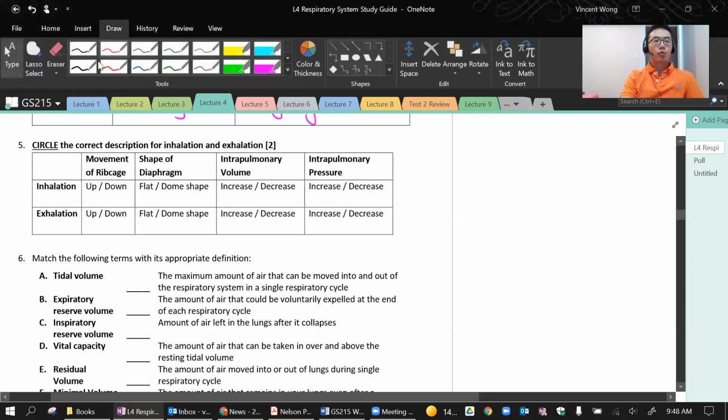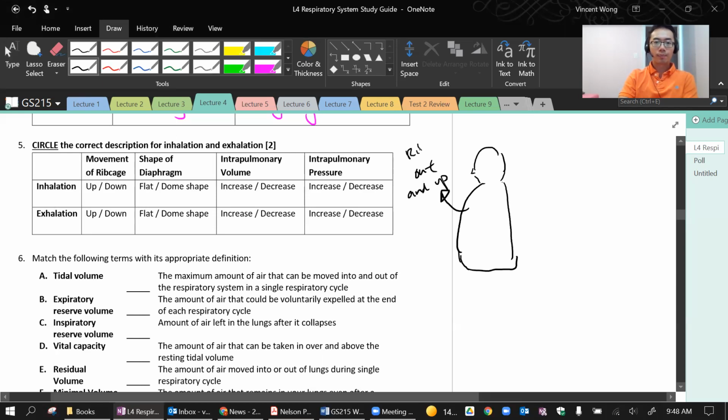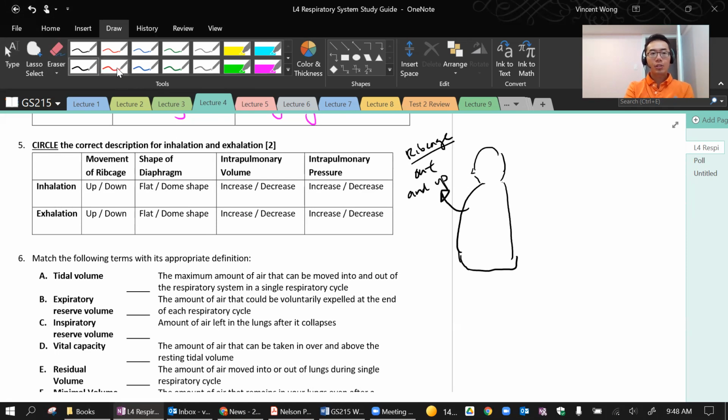Okay, so how does it look? Well, let's try to draw it out to see. Okay, so this is the person. And if you want to breathe in, this is an exaggeration so that you can understand better. If you want to breathe in, two things need to happen. The rib cage will go out and up. This is the rib cage, and you have muscles that help you do it. When you eat ribs, you're basically eating the muscles of the cow or the pig that control the rib cage. So out and up, and at the same time, your diaphragm.